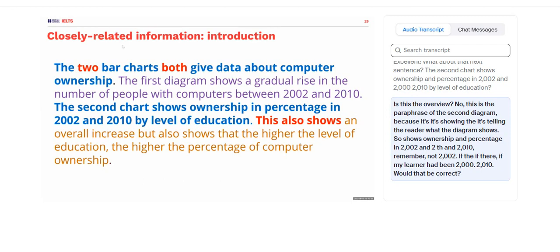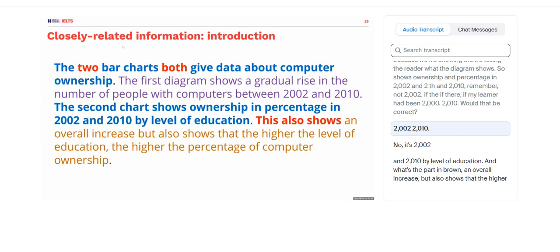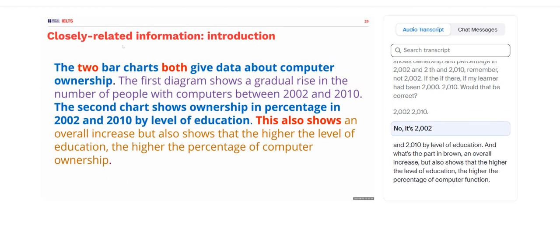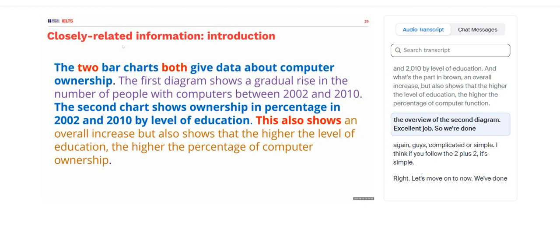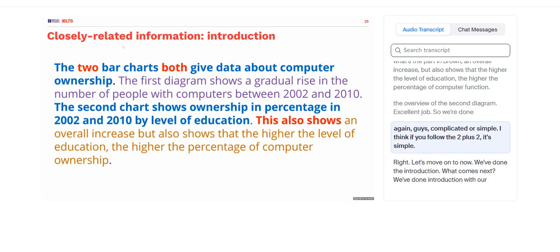So it shows ownership and percentage in 2002 and 2010. Remember, not 2002 to 2010. If my learner had written 2002 to 2010, would that be correct? No, it's 2002 and 2010. By level of education. And what's the part in brown? An overall increase, but also shows that the higher the level of education, the higher the percentage of computer ownership. The overview of the second diagram. Excellent job. So we're done. Again, guys, complicated or simple? I think if you follow the 2 plus 2, it's simple.